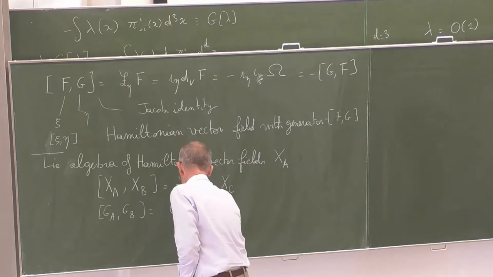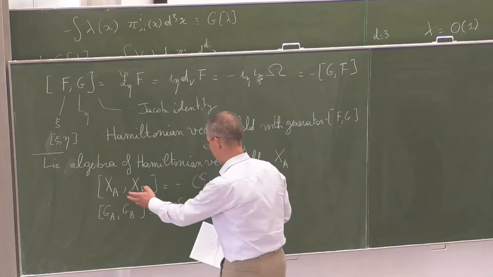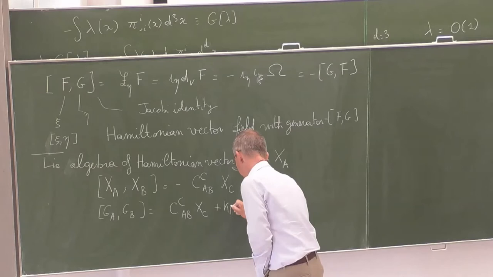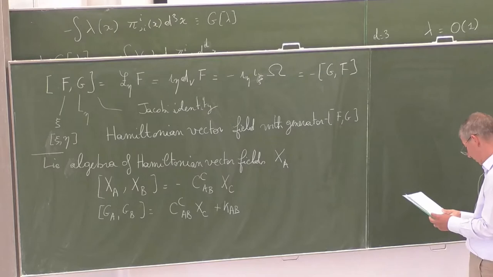But then since they are defined up to a constant, I know that the bracket of GA, GB generates the bracket of the transformation given by the bracket. But because the generator is only defined up to a constant, there might be some constants here, so I might have a central extension of the Lie algebra of the Hamiltonian vector fields. So I might have what people call central charges.